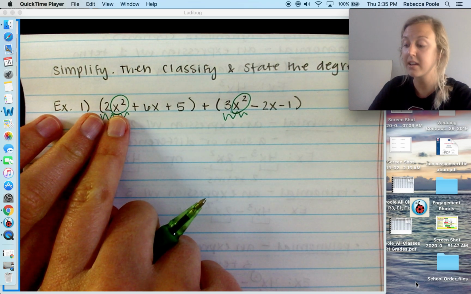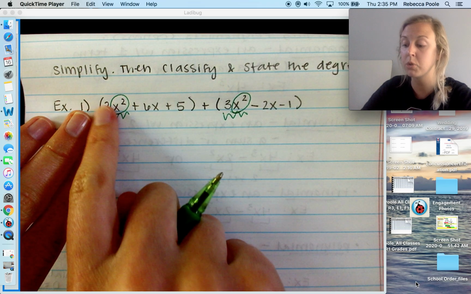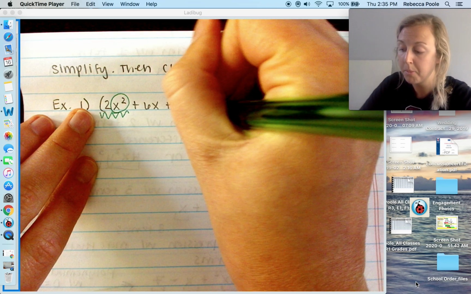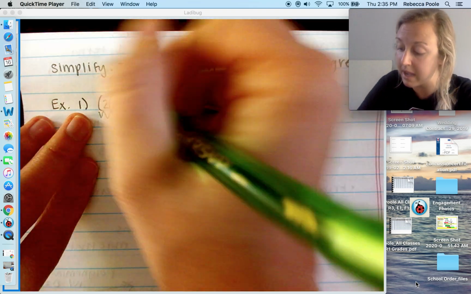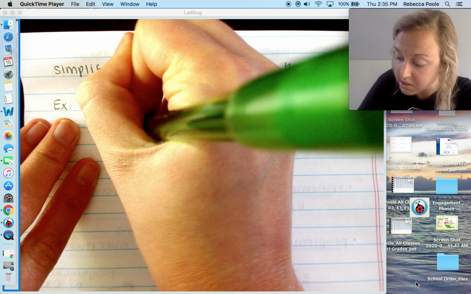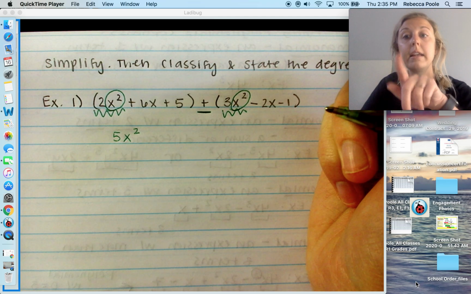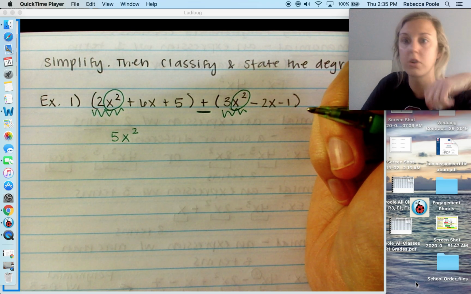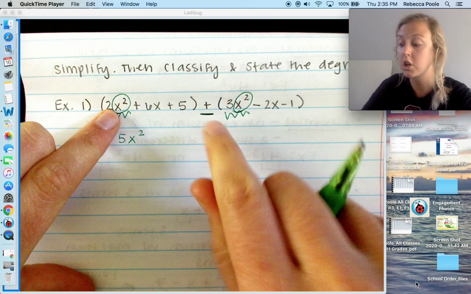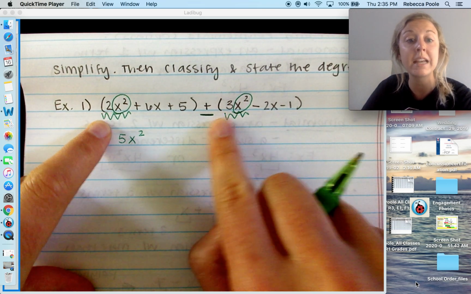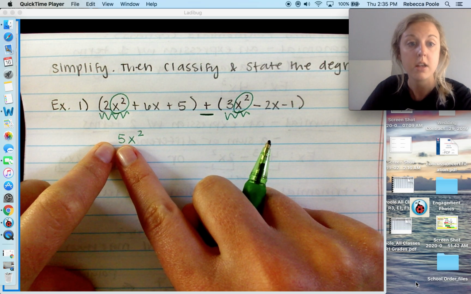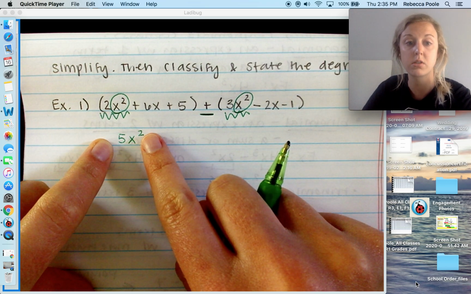So my x squareds can go with my x squared. So I'm doing 2x squared plus 3x squared. Well, 2 plus 3 gives me 5x squareds. It is not x to the 4th. Don't y'all dare put x to the 4th. You're not changing what kind of dog it is. We're just changing how many of them we have. Okay? So this is 5x squareds.